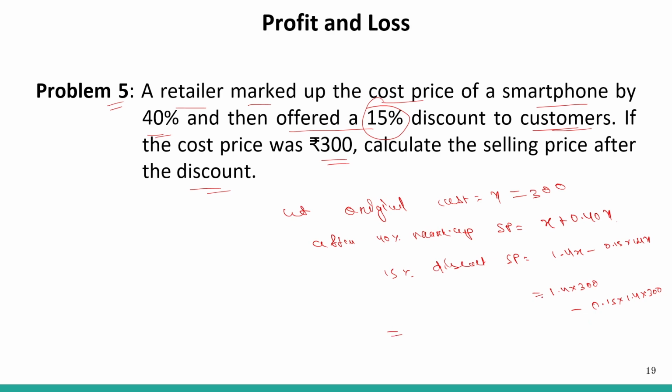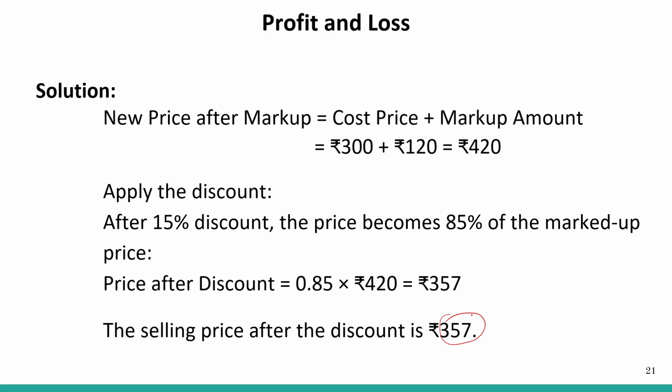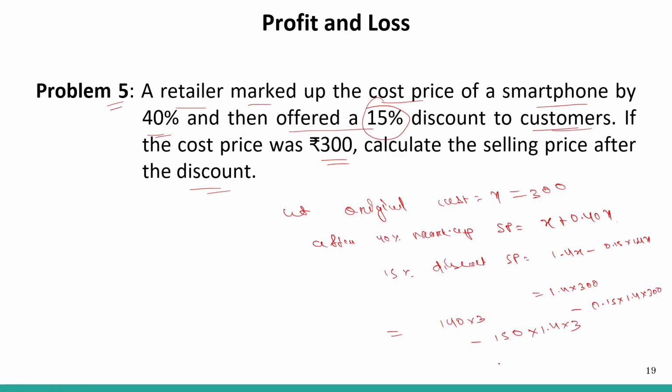So this is nothing but 140 into 3 minus 150 into 1.4 into 3. So this will be equal to what? So this will be equal to 357. So 357 will be the answer. So this is equal to nothing but 14 into 3 is equal to what? So this will be 420, right? So minus 0.15 into this much, right?